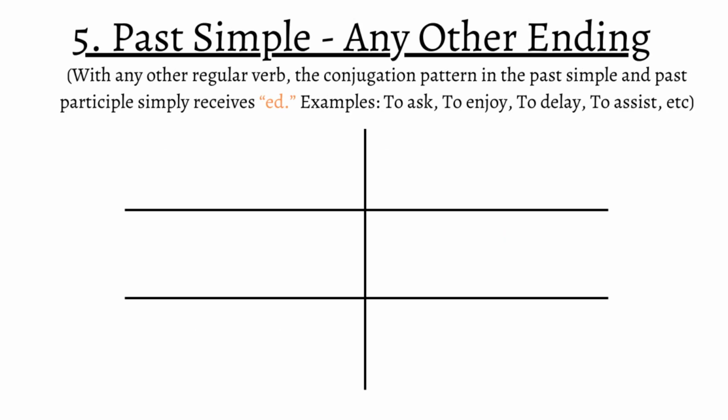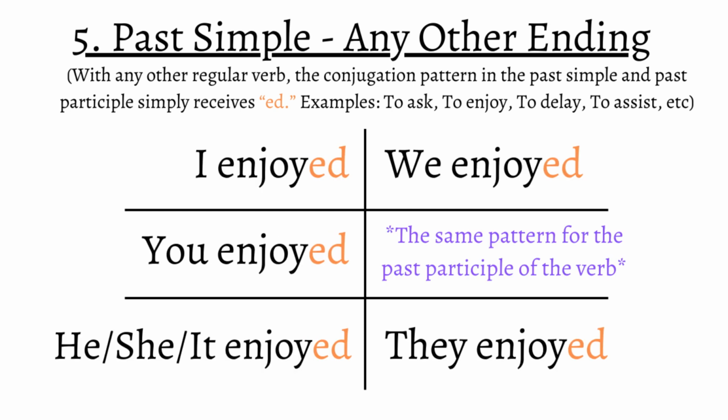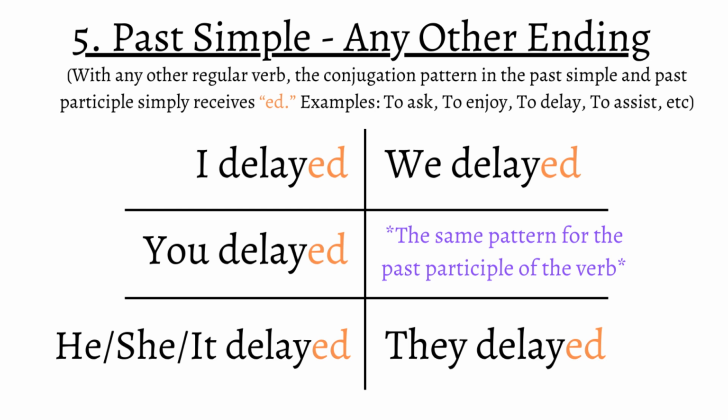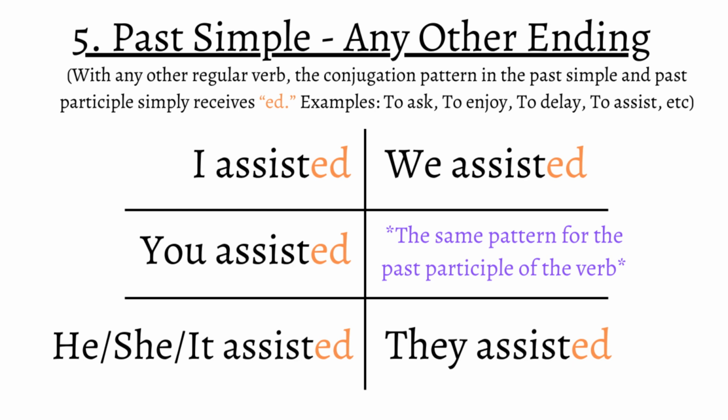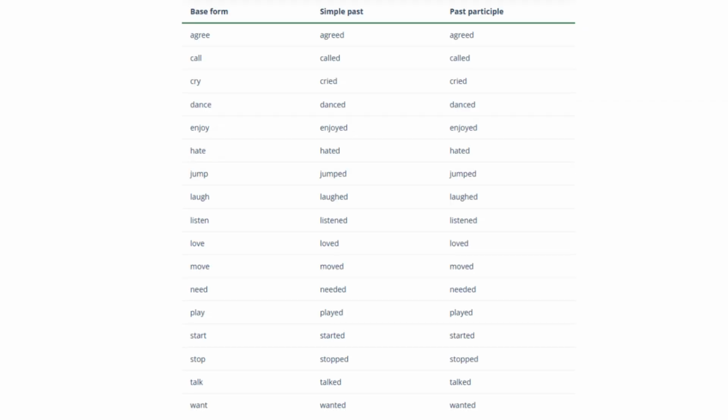With any other regular verb, the conjugation pattern in the past simple and past participle simply receives -ed, like to ask, which becomes asked, to enjoy, becoming enjoyed, to delay, becoming delayed, to assist, which becomes assisted, and many, many, many more. Still, if a verb ends in a W, X, or Y, the final letter is not doubled, like to flow, simply becoming flowed. Ultimately, here is a simple chart that can be followed to recognize the endings for regular verbs in the past simple tense.